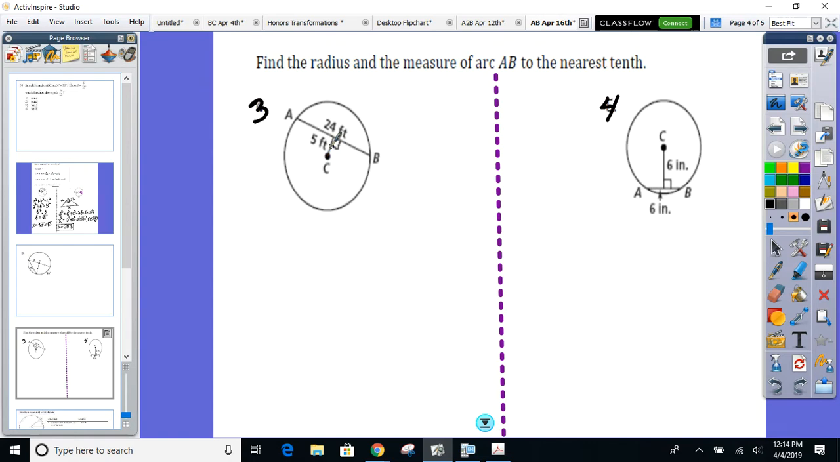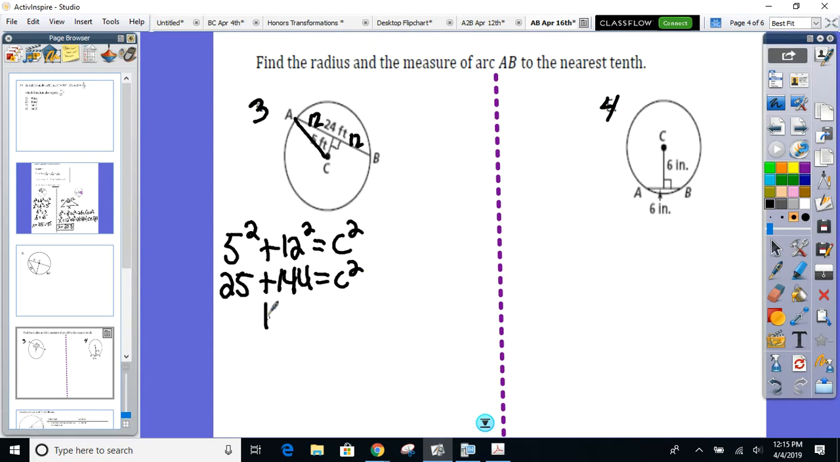All right, well, let's take care of the radius first here in number 3. Again, we got a part of a diameter perpendicular to a chord, so we know it gets bisected. So we got 12 and 12. You want me to find the radius? Yeah, I'll find that radius because that forms a right triangle. So to find the radius, we can do 5 squared plus 12 squared equals the radius c squared. So we can go ahead and figure that one out pretty quickly, no big deal. So the radius is 13 feet.